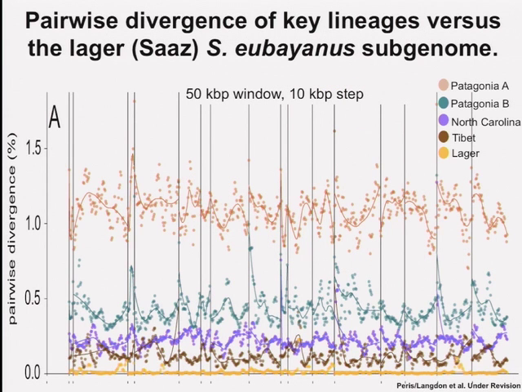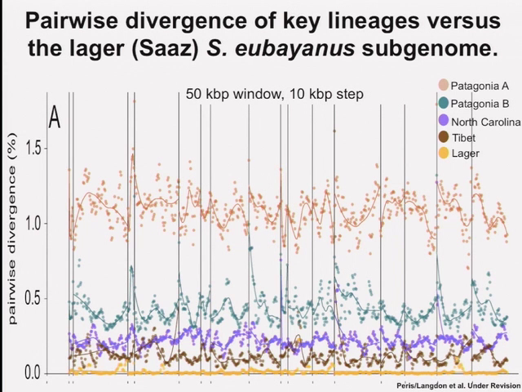This is against the Saaz genome, and what we can see, like I already showed you, is that the Frohberg genome is very close to the Saaz genome, although you can start to see a few places where they maybe do disagree. You can see Patagonia A is of course not a good match. This is the original where eubayanus was discovered. Patagonia B is a little less than 0.5% divergent, and it bounces around a bit.